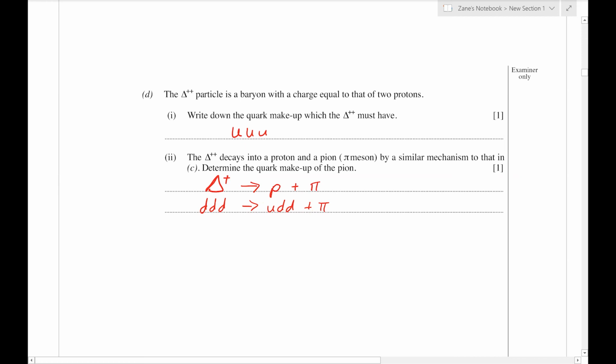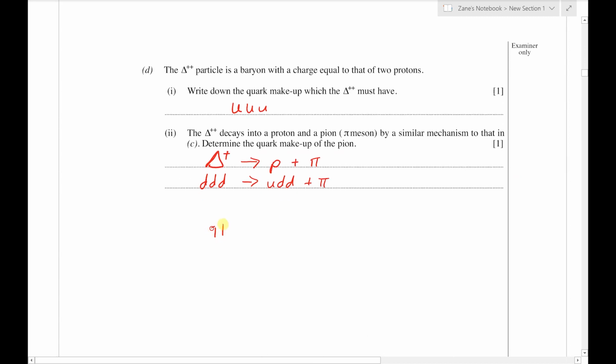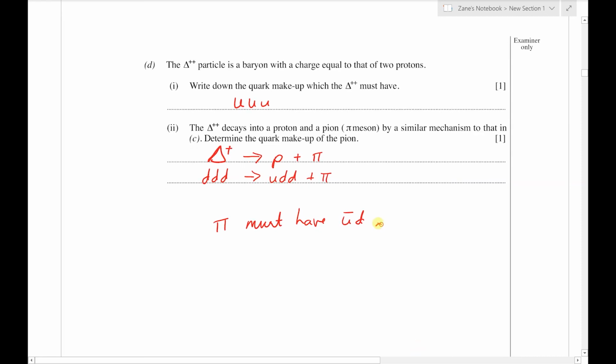So if we look in terms of up quark numbers, there are none on the left, so there must be a total of 0 on the right. So the pi must have a u bar, so it can cancel out the u in the proton. And if we look at down quark numbers, we've got 3 downs on the left, only 2 downs on the right, so it must also have a d. So we've got u bar d as its composition.